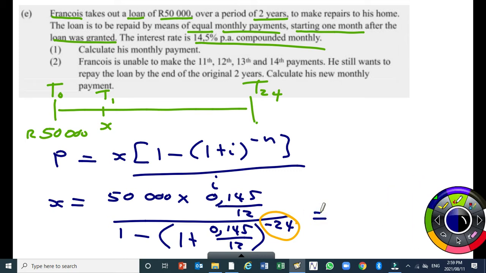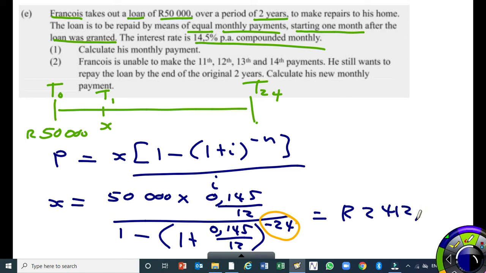2,412. Okay, so 2,412. Are you getting the same answer? How many cents? 47. All right. Is there anybody else who did the calculation? Yes, you got the same answer. Okay. All right. So this is X, which means every month he has to pay 2,412 rand and 47 cents.